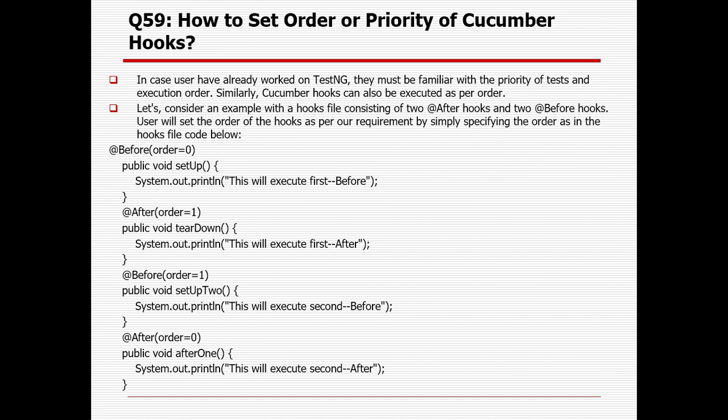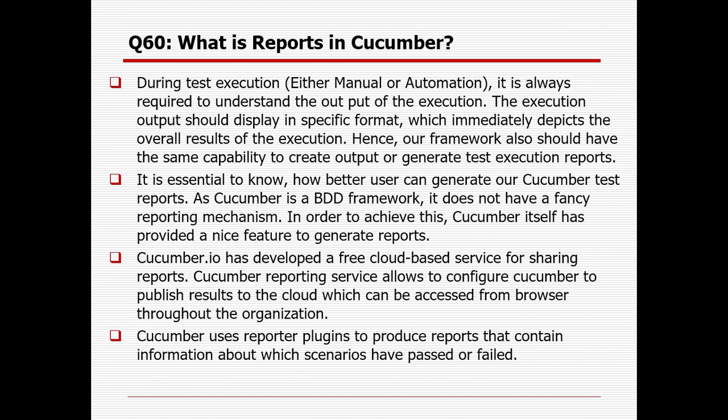So for the @Before hook, the order will be ascending, from 0 to 1, 2, 3, like that. Whereas the @After hook will be executed in descending order, like 5, 4, 3, 2, 1, 0. So that's why you can give the order, and with the help of the order or priority, Cucumber hooks will run accordingly.